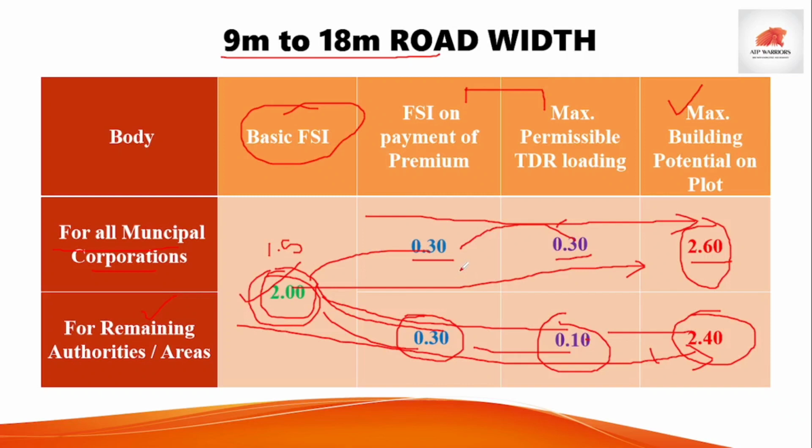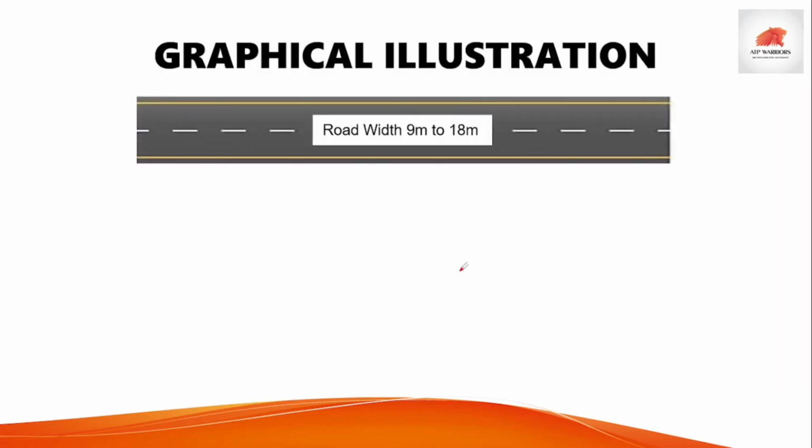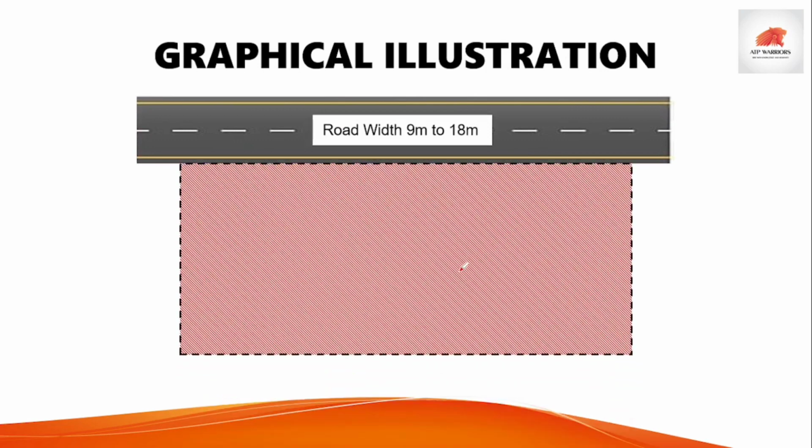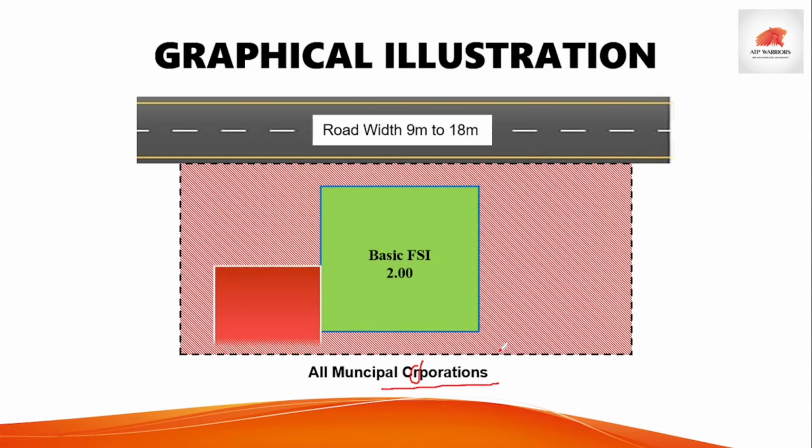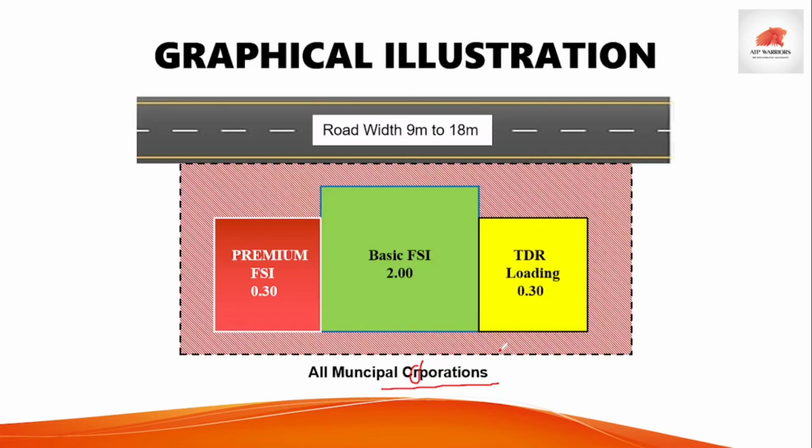Okay, so let's understand it in a diagram format. So this is a road 9 meter to 18 meter width. This is the net plot area. For municipal corporations, we will see first. Here I made a spelling mistake, no worries. Then we'll see for the non-municipal corporations. So see, this is a built up area, and the basic permissible FSI for the road width 9 meter to 18 meter for the municipal corporations is 2, and the premium FSI is 0.30, and the TDR loading is 0.30.